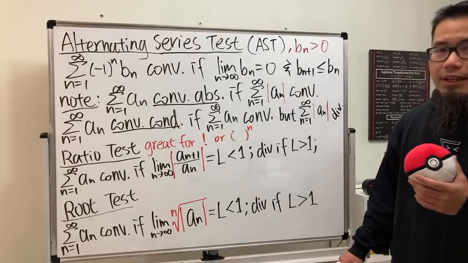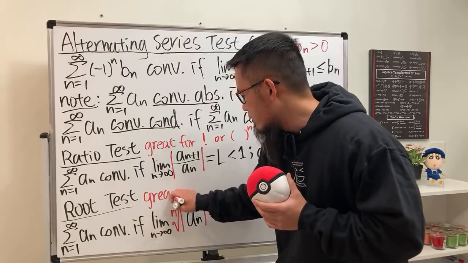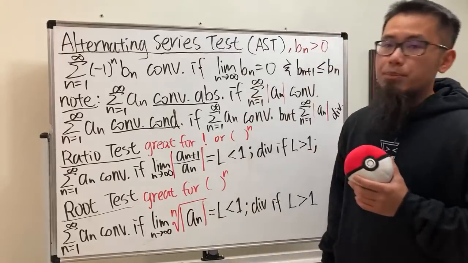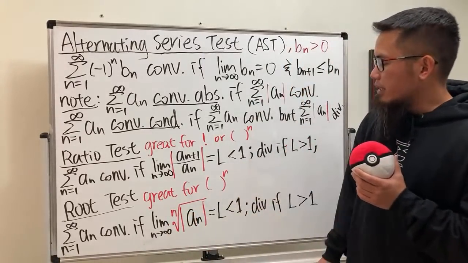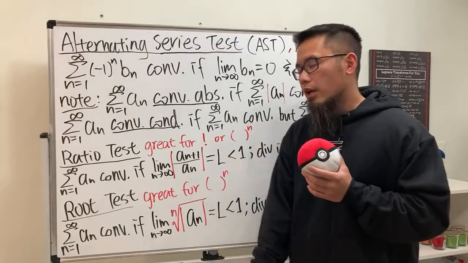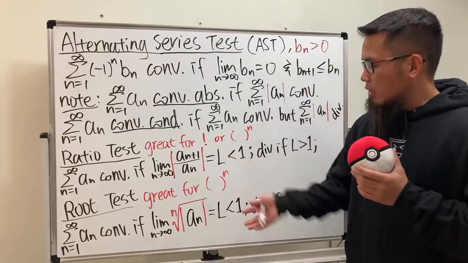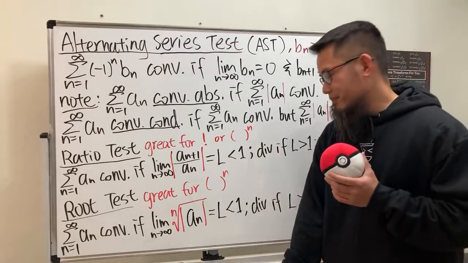So that's the root test. It's great for when you have the n in the exponent. Of course, when you take the nth root with the n in the exponent, they can pretty much cancel. And sometimes you may have some variation, maybe n squared. Go ahead and try the root test. The ratio test will still work too.